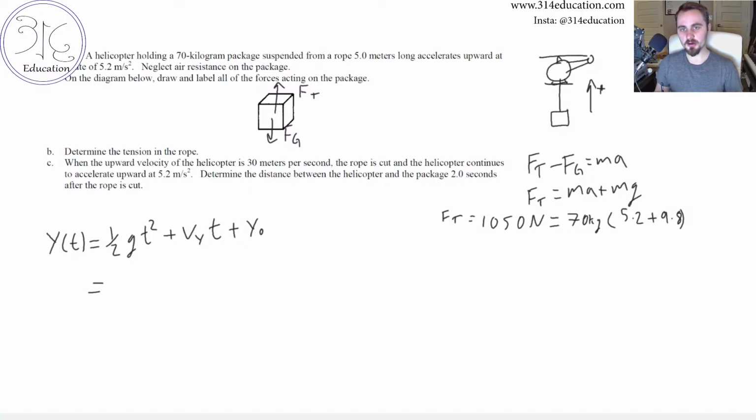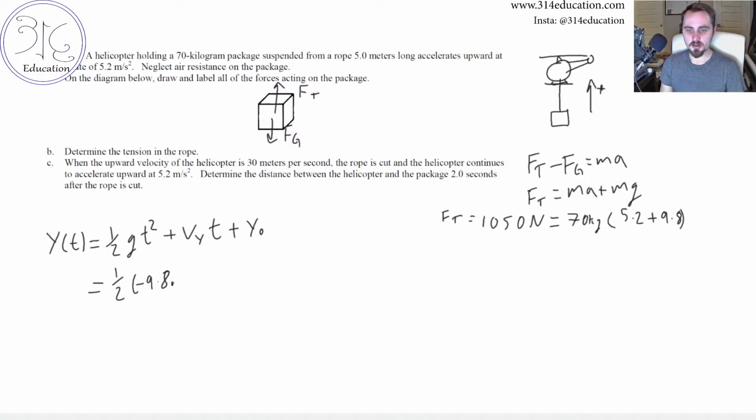Vy is going to be also moving downwards from the perspective of the helicopter. If the helicopter is moving up at 30 meters per second, the package has an initial velocity of down 30 meters per second. So this is going to give us a negative number, by the way. This is going to output the distance below the helicopter, and so the distance part is just the absolute value of that. We'll just turn it positive.